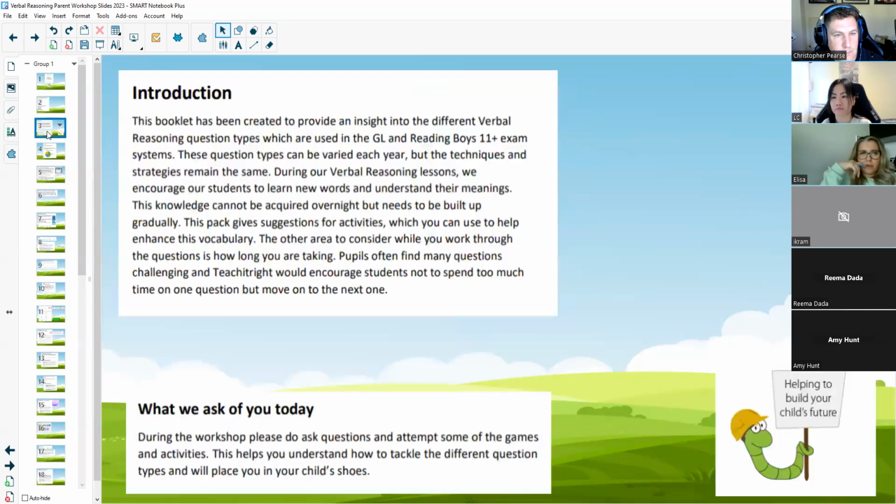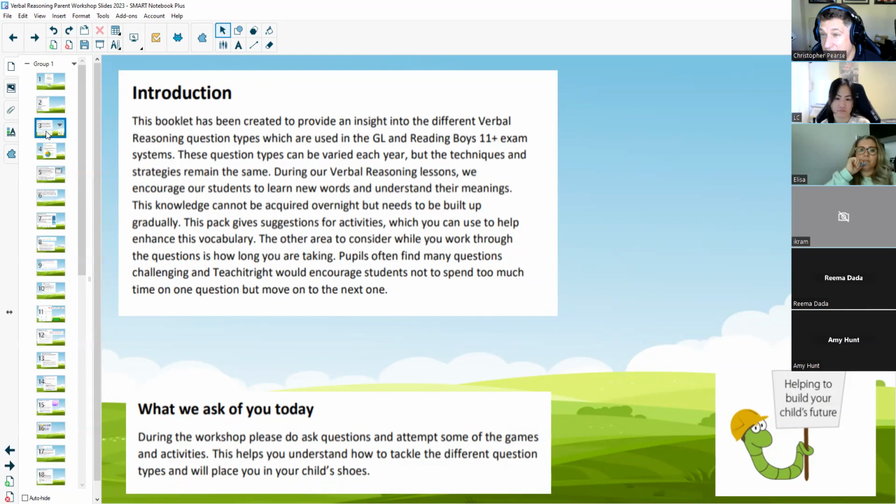So just as an introduction, we encourage all of our children to build their vocabulary. We know how important that is. It isn't something that can be done overnight. It would be lovely, wouldn't it, if we could just wake up one day and go, oh, I know all of these words, but it doesn't quite work like that. So vocabulary building takes time, and please don't be surprised if your child doesn't know a huge amount of words. That may be something that they need to develop and work on.